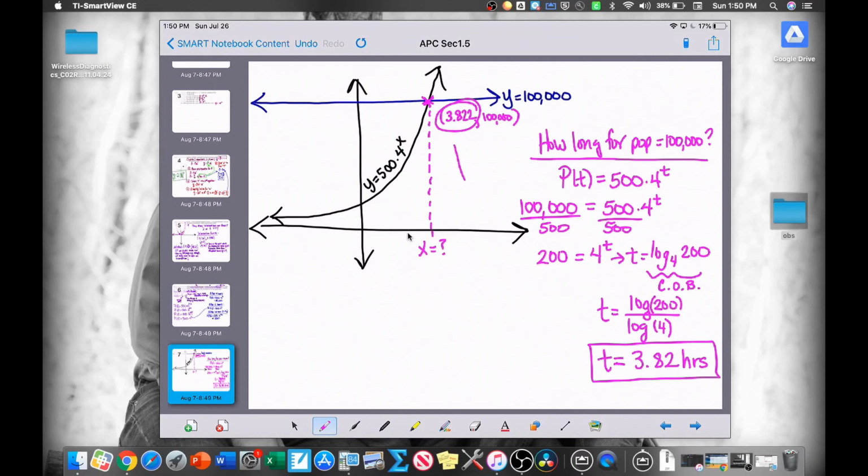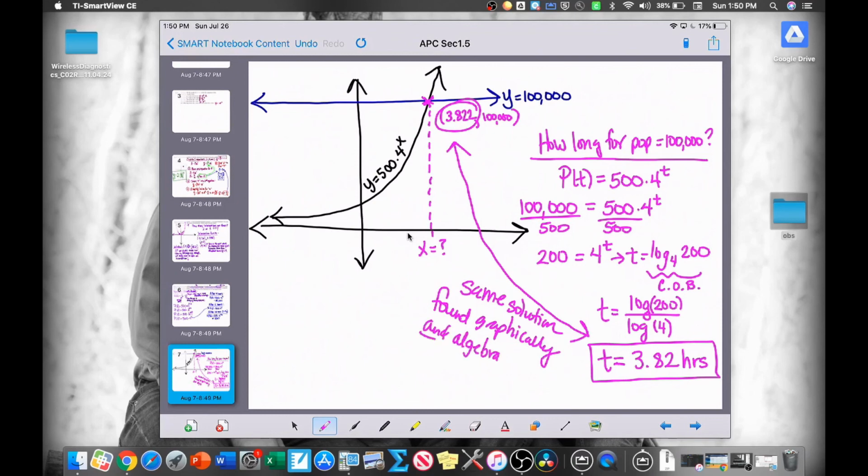Okay, so right here and right here, just a little note, same solution found graphically and algebraically. And you should be able to do this both ways.